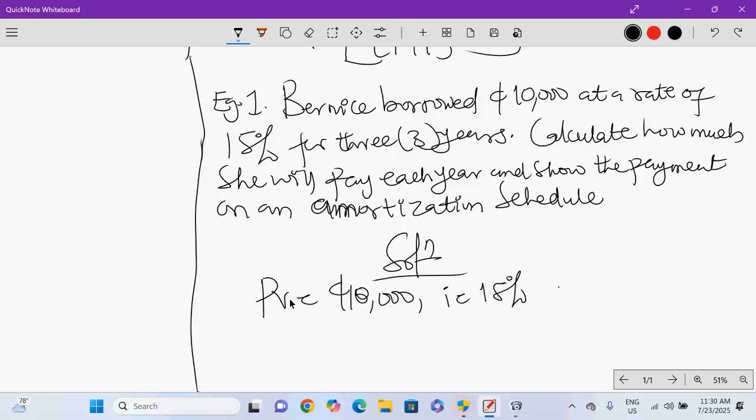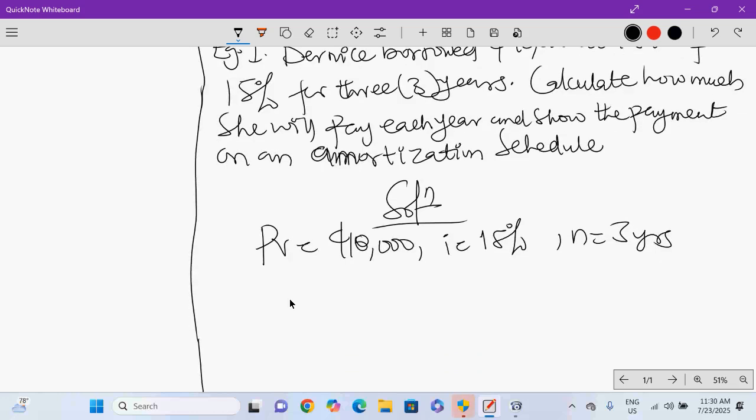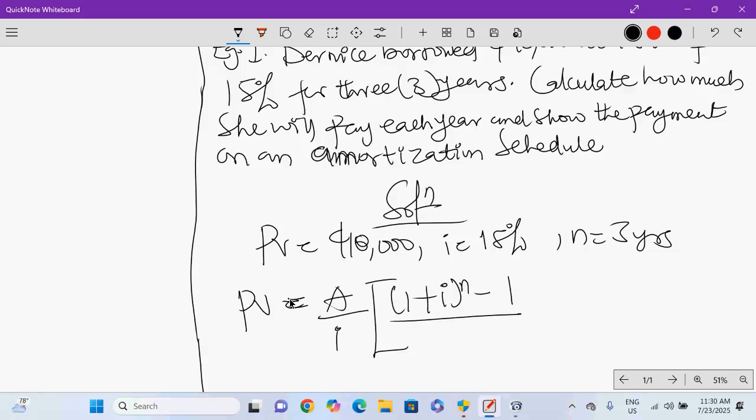The interest rate is 15%, and the number of periods is 3 years. Is it multiple compounding? No, it's not. How much would you pay each year? So, annuity. What is the present value formula? Present value is A over I, into bracket (1 plus I)^n minus 1, all over (1 plus I)^n.